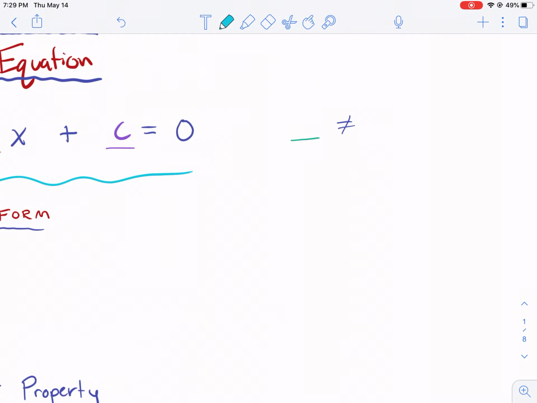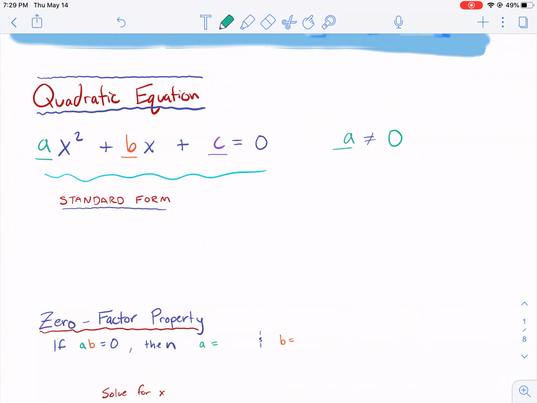One of the conditions is a cannot be equal to 0. And the reason why is because then it would just be a linear equation. It wouldn't be a quadratic anymore. So the x squared is essential to have. You can take or leave these two, but the coefficient a cannot be equal to 0.